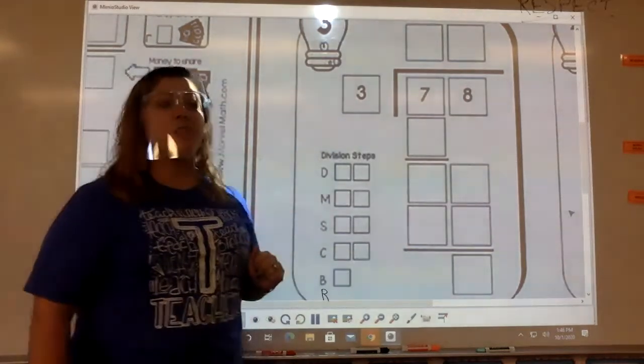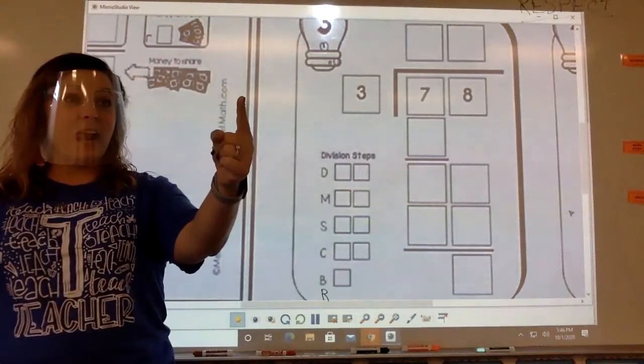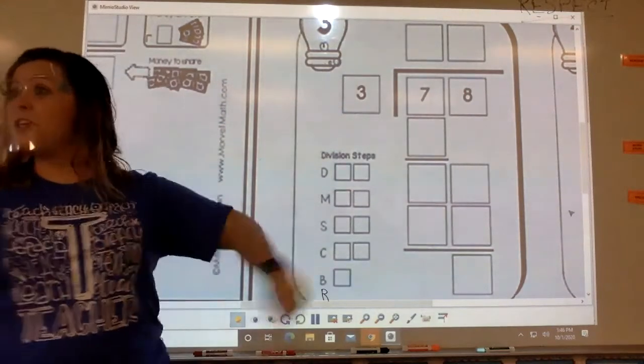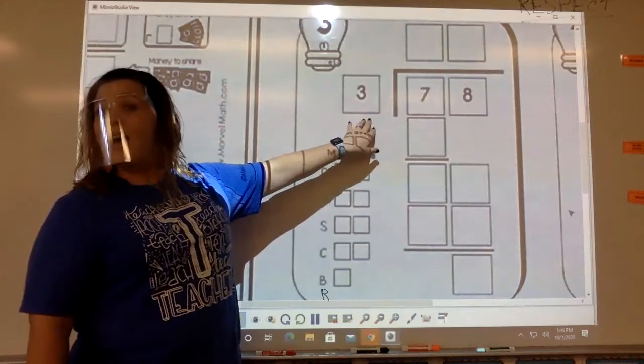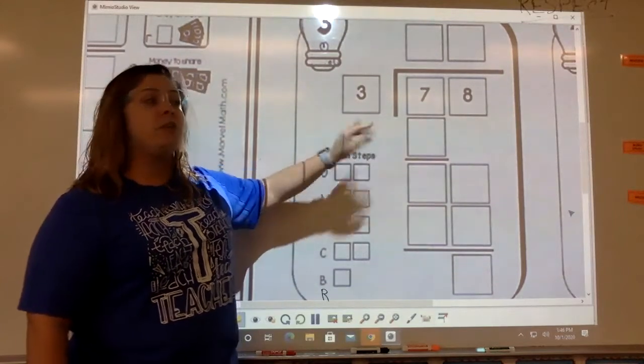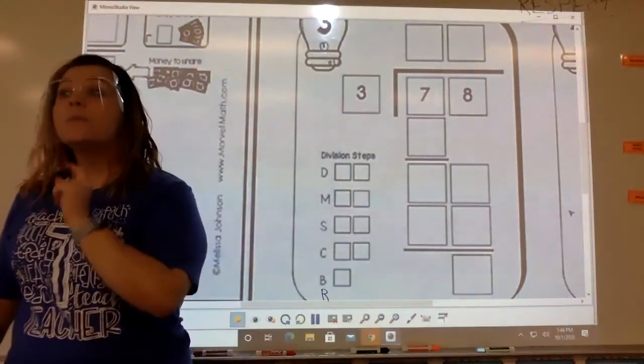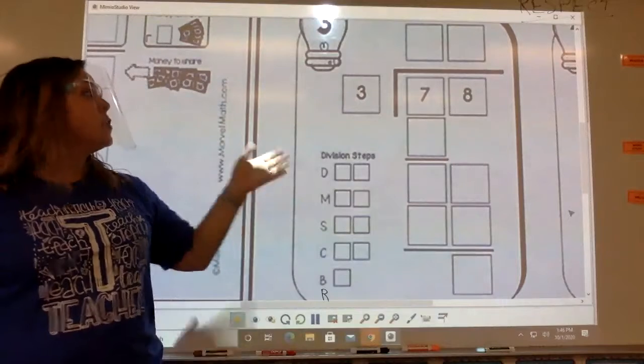Before we start our division, what do you do? You take the large number. What do we have to do? We want to remember our divisor. We have to write our multiples. So we're going to count by 3.